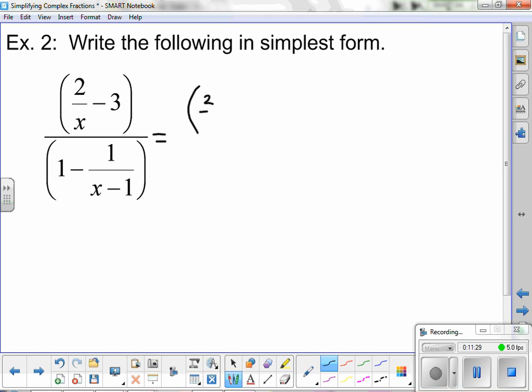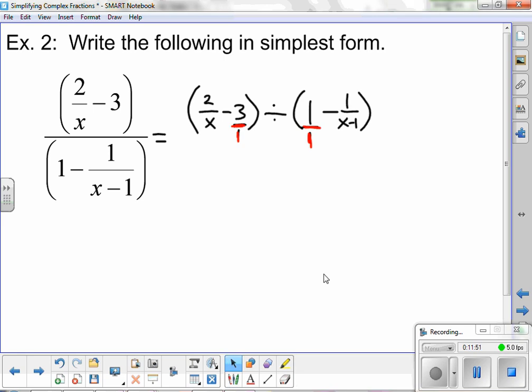We've got 2 divided by x minus 3, divided by 1 minus 1 over x minus 1. Okay, so let's start building our LCD. Make these fractions, put them over 1. The new stuff I'm going to write in red. So 1 by 1. Let's build our LCD over here.